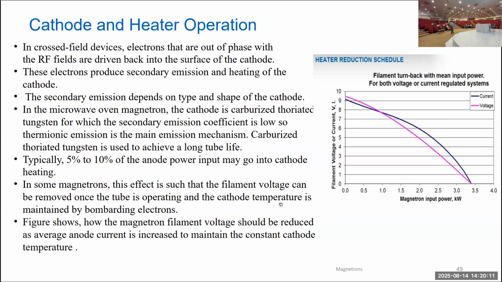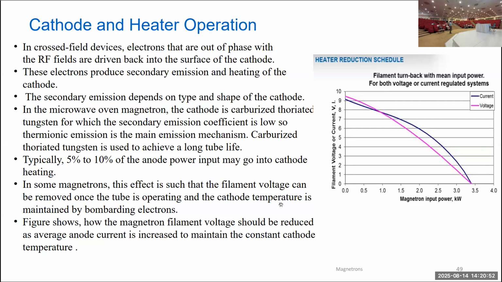Now, next is the cathode heater operation. We have already discussed that initially the cathode is heated, it emits electrons, and as the average power increases, back bombardment of electrons to the cathode also increases, which causes the heating and secondary emission of electrons. Secondary emission of electrons is not a problem in this case because the purpose of the cathode is to emit the electrons, whether they are primary or secondary. But overheating can melt this cathode.